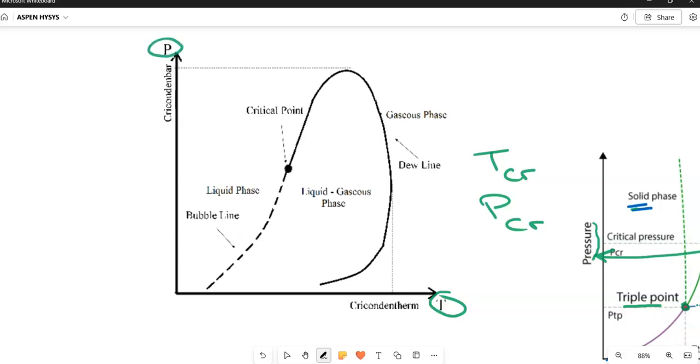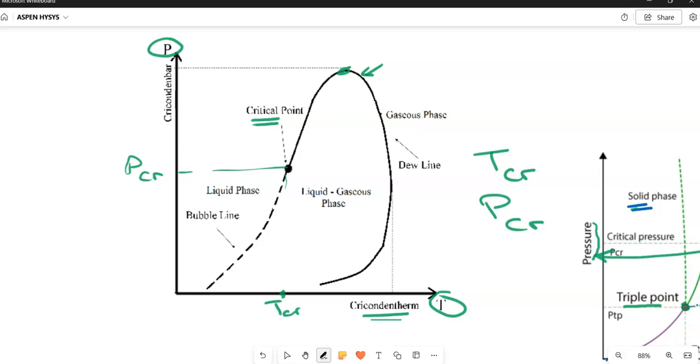Here we have our envelope, that's why it's called an envelope. It looks like an envelope. Okay, we have the critical point here, so on the x-axis we will have the critical temperature, and on the y-axis we will have the critical pressure. Here we have the term Cricondentherm, and over here we have this point, Cricondenbar.